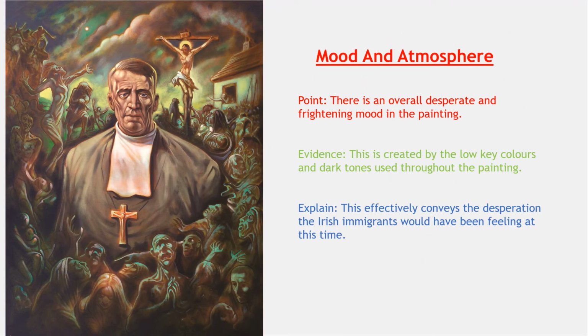So the point to make for the mood and atmosphere in the Brother Wilfrid painting is that there is an overall desperate and frightening mood to the painting, and this is created by the low-key colours and dark tones used throughout. This is effective because it conveys the desperation that the Irish immigrants would have been feeling at that time.